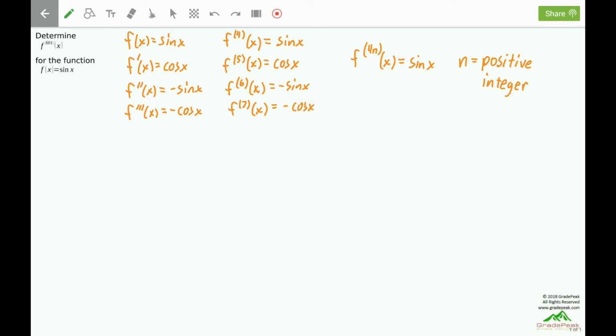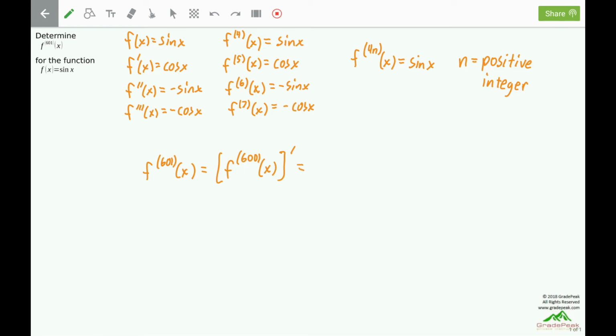Now we're going to use that idea to get us to the 601st derivative instead of actually taking 601 derivatives. What we want is the 601st derivative of f of x. 601 is not divisible by 4. However, 600 is. And so we can write this as the 600th derivative and then take one more derivative by putting a prime out there. Now that means the 601st derivative.